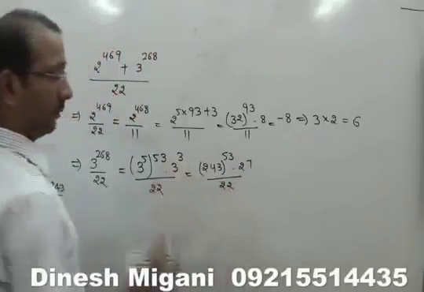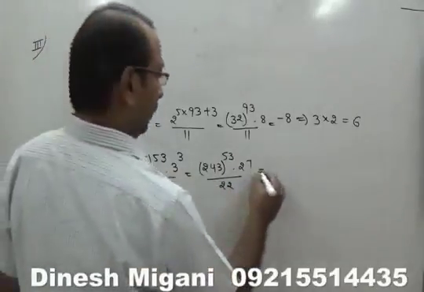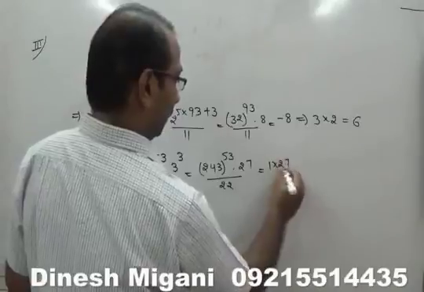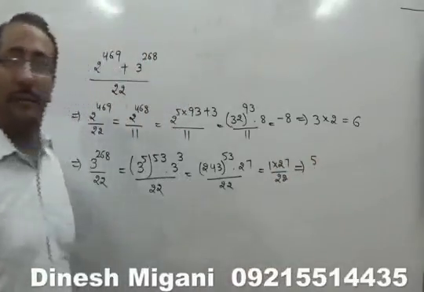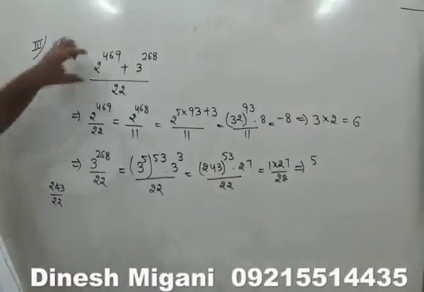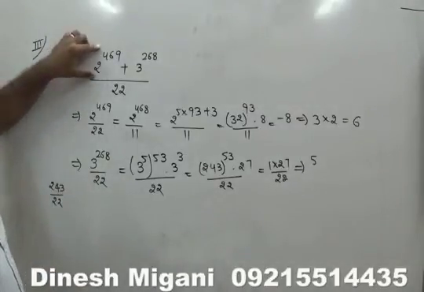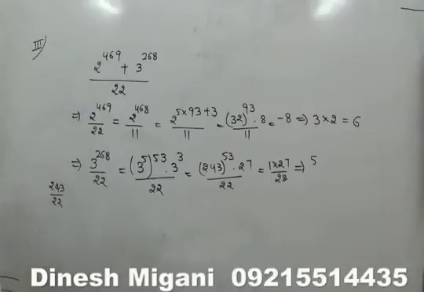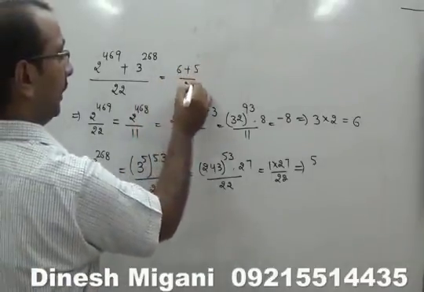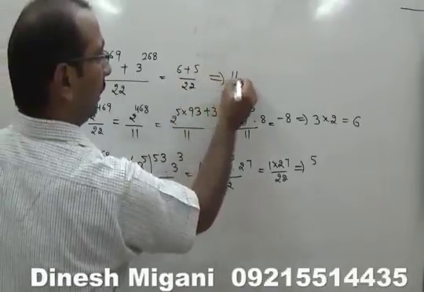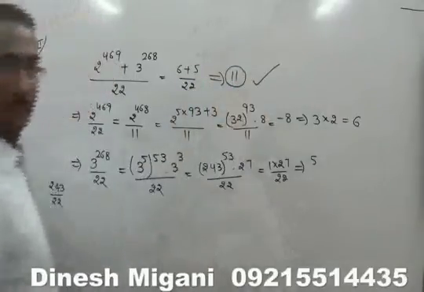Right. From here the remainder is 1. So I may say 1 into 27 by 22. So finally I can say the remainder is 5. Okay. Now I can say that from this portion my remainder is 6. From this portion the remainder is 5. So finally I can say 6 plus 5 by 22. So I can say the remainder is equal to 11. 11 becomes my answer. Okay.